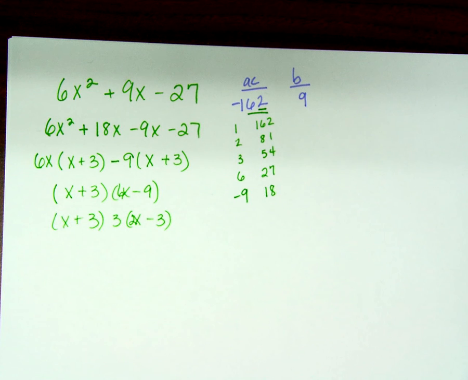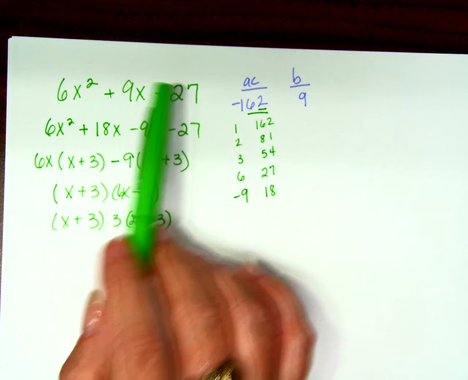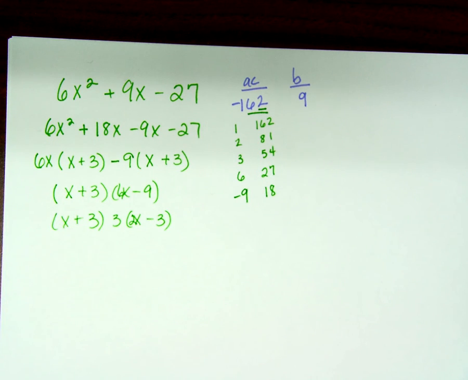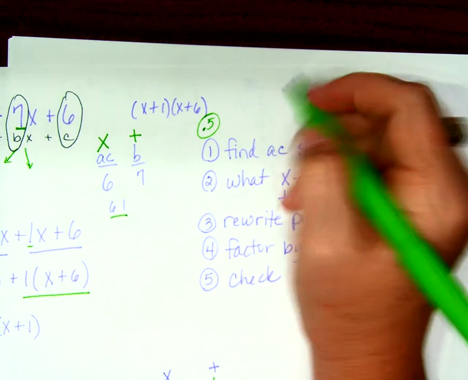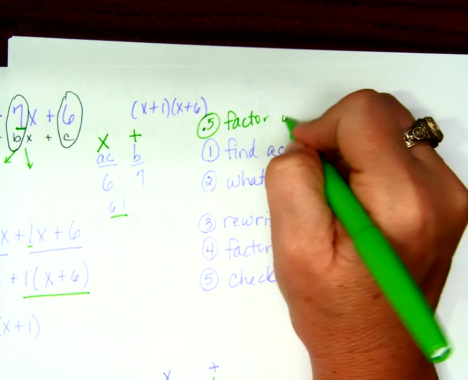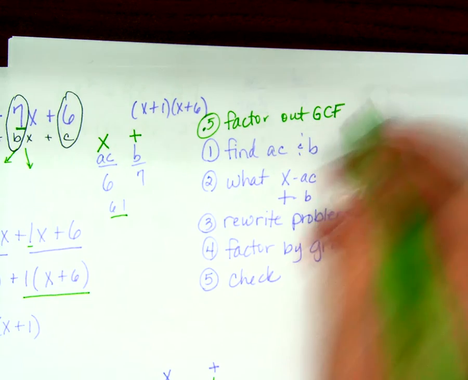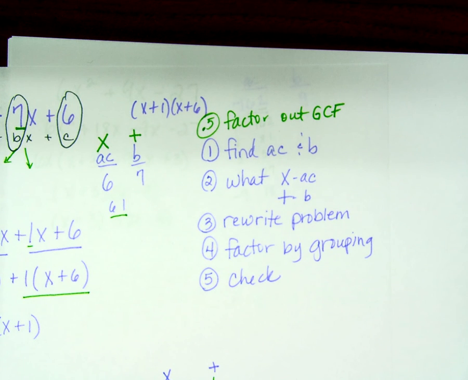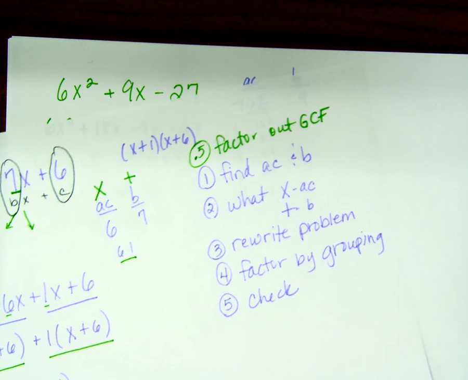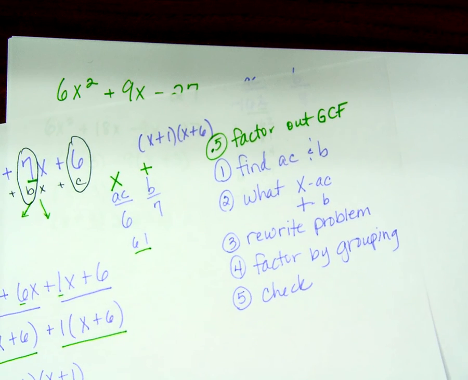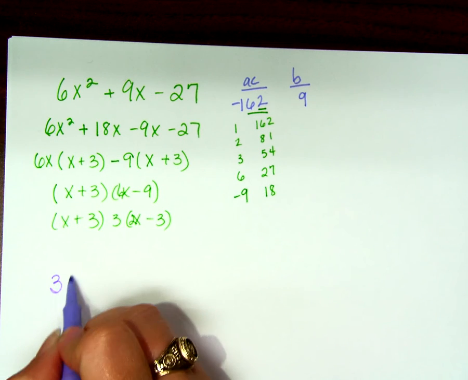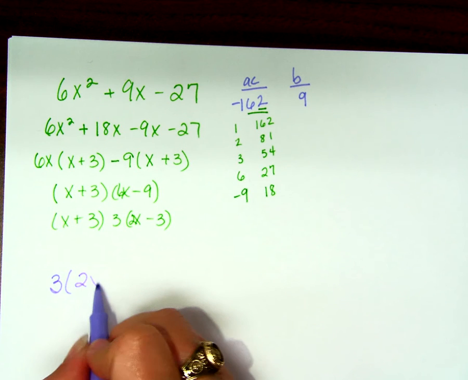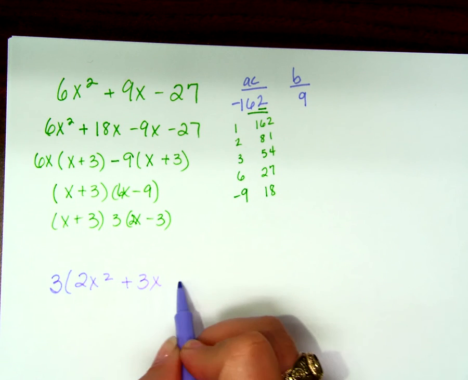Guys, wouldn't it have been easier if from the very beginning I noticed that all 3 of these numbers were divisible by 3? So shouldn't our list of what to do really start with 0.5? Factor out a GCF. Yeah. Shouldn't we do that first? Here's the deal, guys. If we would have factored out a 3 from the very beginning, I would have had 2x squared plus 3x minus 9.